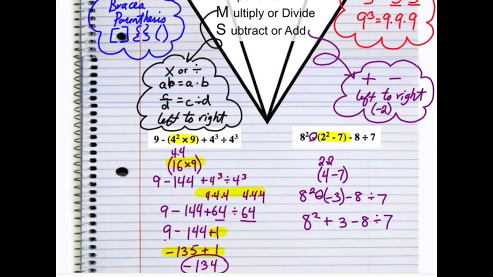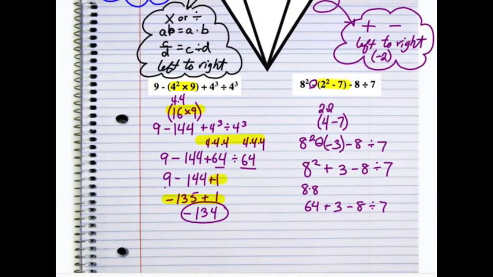So the next step in my GEMS method is to do the exponent. So 8 squared is 8 times 8. 8 times 8 is 64 plus 3 minus 8 divided by 7. Now I need to do all the multiplication and division. There's only one division piece back here. It's 8 divided by 7. So I would say 64 plus 3 minus 8 sevenths. I'm not going to worry about actually solving that because I can use the fraction in the equation without an issue, really. So I'm going to keep going.